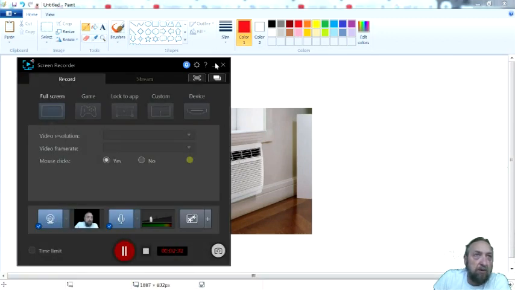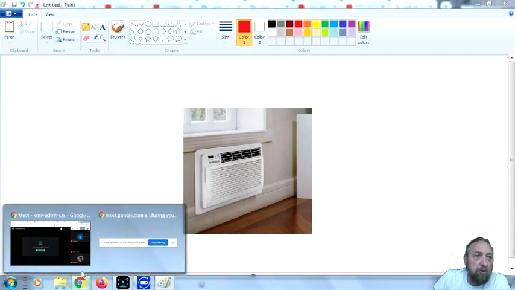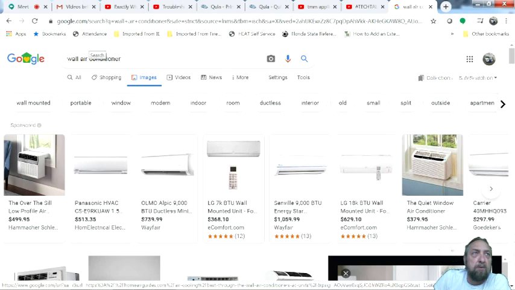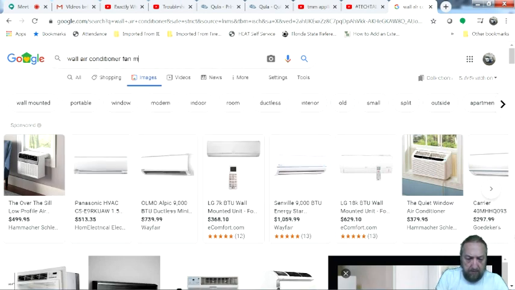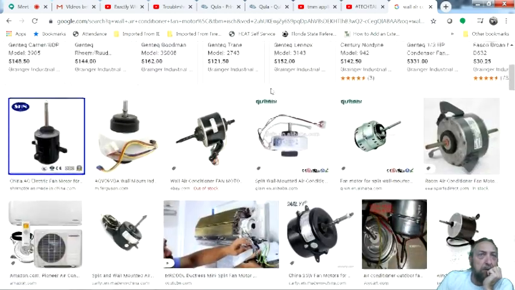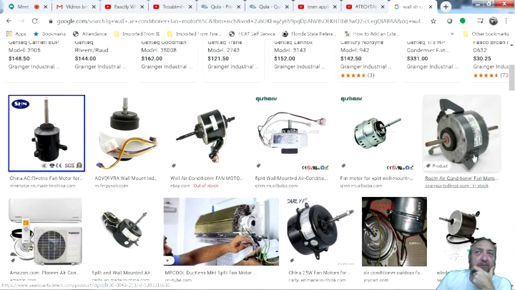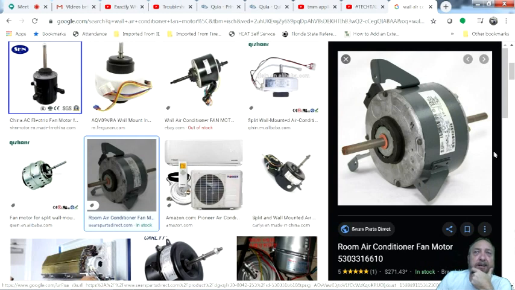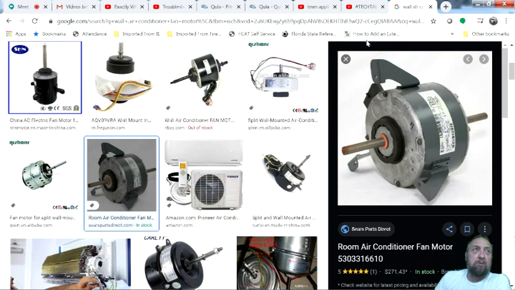I keep clicking on the wrong link here. Let me show you what an AC fan motor looks like. A wall AC fan motor has actually two shafts like this here. Okay? And the evaporator fan is on this side and the condenser fan is on the other side. So in a wall or window air conditioner, the motor has one long shaft that spins in one direction.